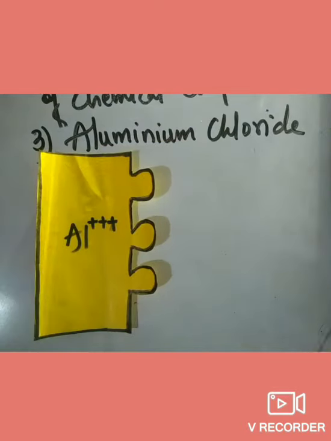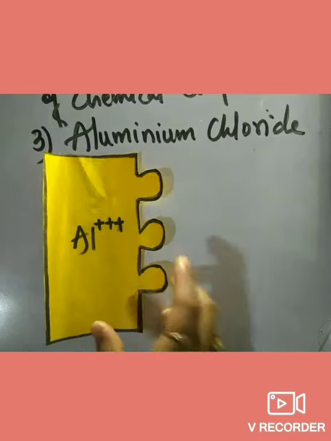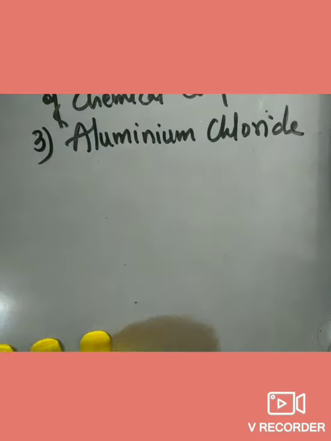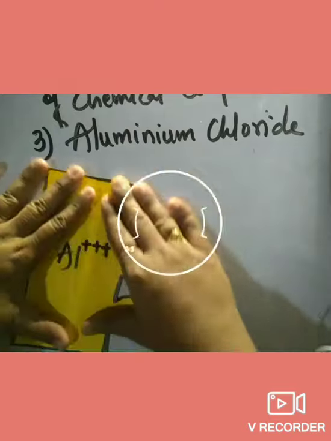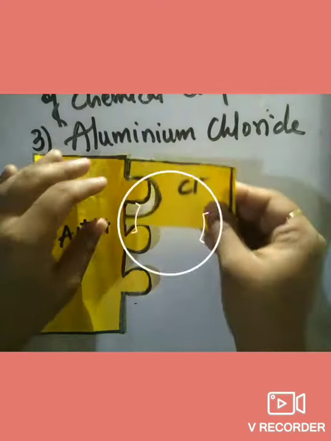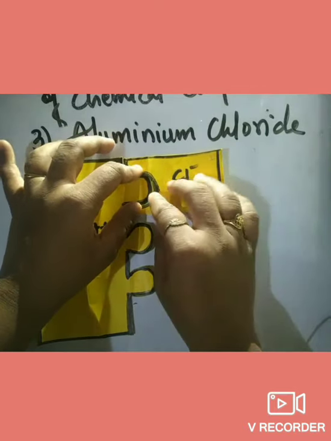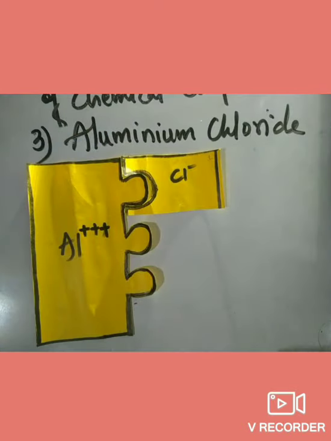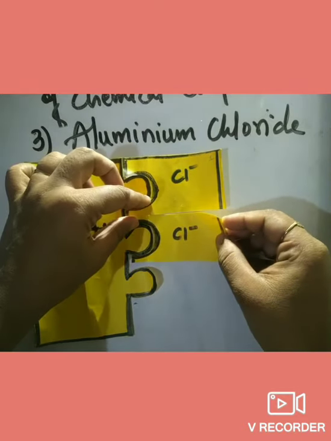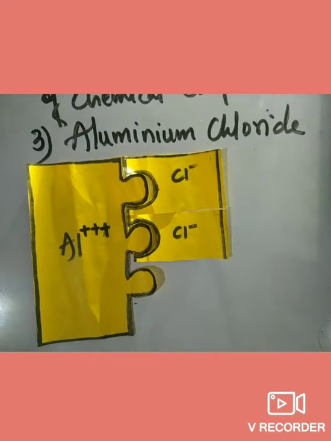I have to combine this aluminium with chlorine. So I will take one chlorine. Here I have taken. Okay, but as you can see, the compound is incomplete. So what I will do, I will take one more chlorine. I kept it here. Still the compound is incomplete.